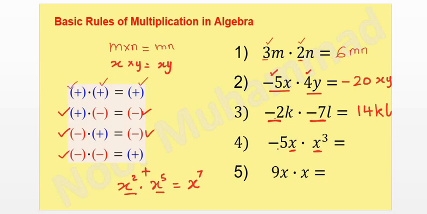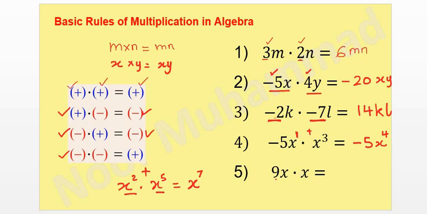Similar is the case here. Here the coefficient is negative 5 and here the coefficient is 1. So negative 5 times 1 will give us negative 5. X and x to the power 3, how do we multiply it? Here the exponent is 1. So we will continue with the same base x, and 3 plus 1 will become 4. This shows that whenever we have the same letters or same variables to multiply, their exponents are added.